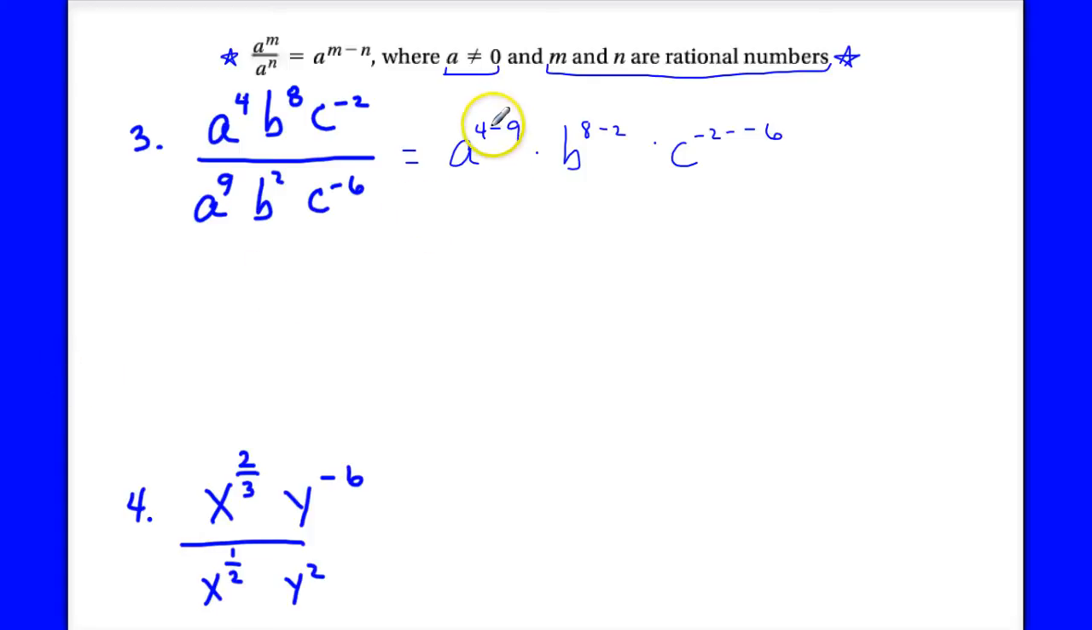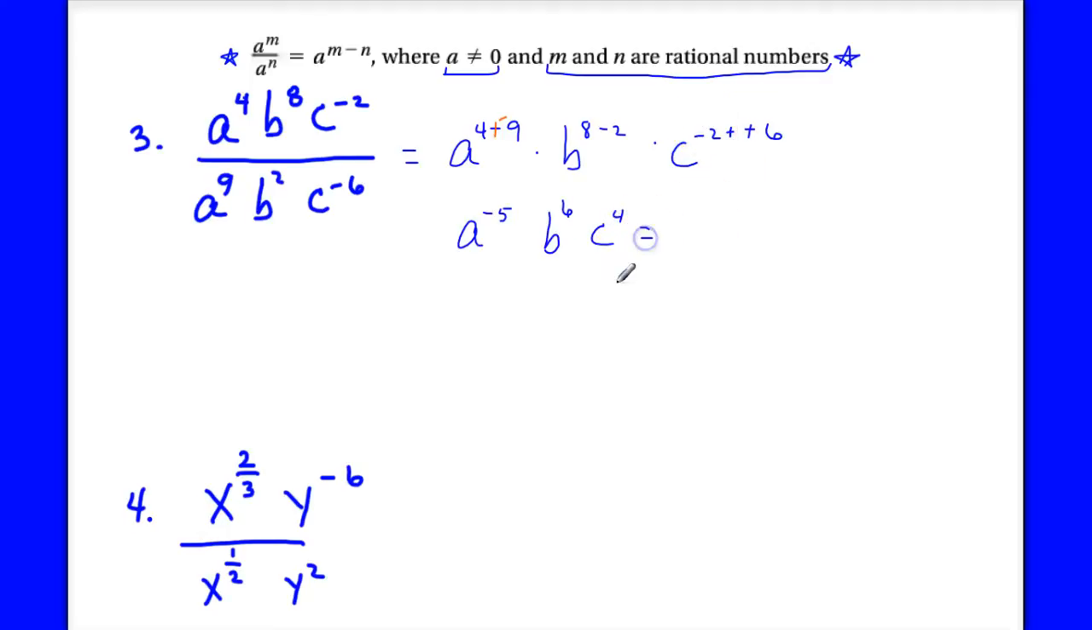Well, first thing I want to do is change this subtraction to addition because that's less likely to make a mistake. So if I have 4 plus negative 9, which is 4 minus 9, that's a to the negative 5. B to the 8 minus 2, I think I can just go ahead and do that as 6. I'm okay with that. For this C right here, I'm going to change this to plus positive 6 right there. So you basically have negative 2 plus 6, which is 4.